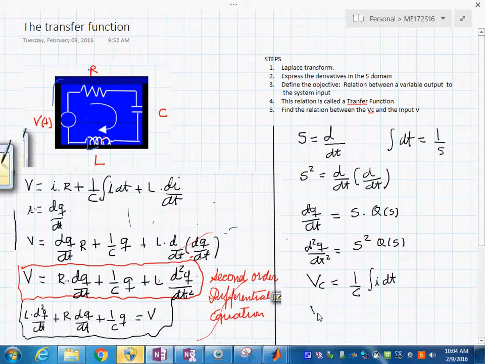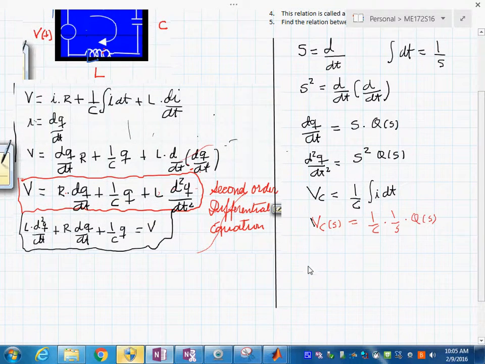Yeah, that's that one. The other one, the voltage V, is equal to what do we have? R times S times Q of S, plus we have 1 over C times Q of S. See, I'm looking at the one on the left hand side, over here. Plus L times S squared times Q of S. See?